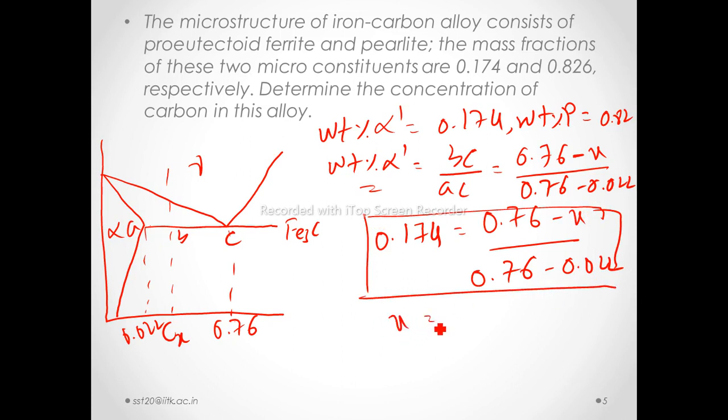The x value is approximately 0.63, very near to the pearlitic structure, the eutectoid alloy. This is the value of the carbon present near this one.